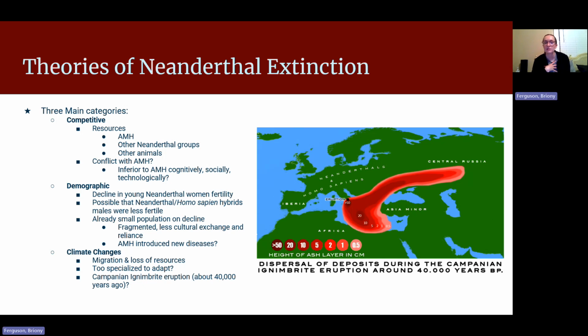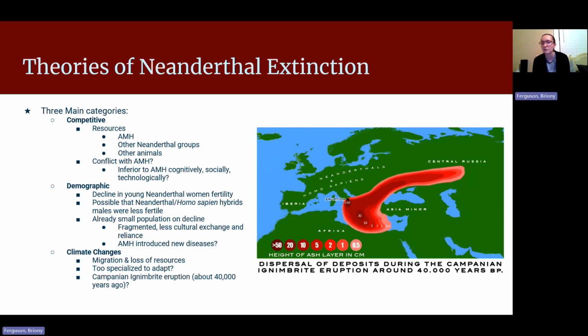I myself believe that it is a combination of factors, but there are three main categories that people often will pick one or just two to believe in very strongly. The first is competitive, so obviously resources. There was likely competition for resources not only between Neanderthal groups and other animals, but also with anatomically modern humans as they kind of hit the scene.